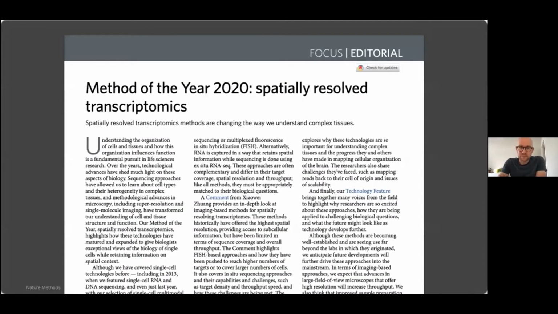And it should not come as a surprise that this is very exciting. And one of the better known journals in sort of biological technology and methodology development, which is Nature Methods, they have a method of the year every year, and they've had this for probably at least a decade. And so in 2020, the method of the year was spatially resolved transcriptomics.